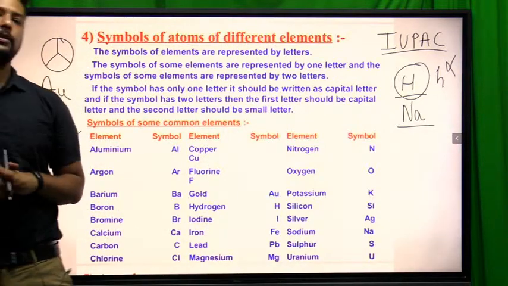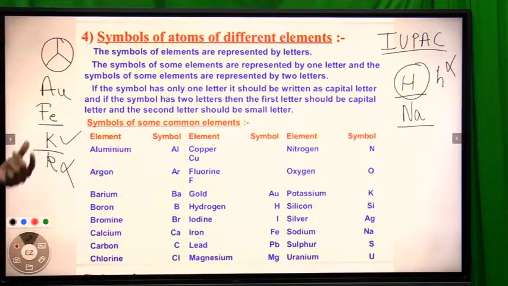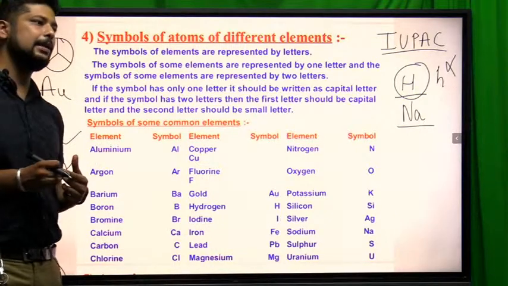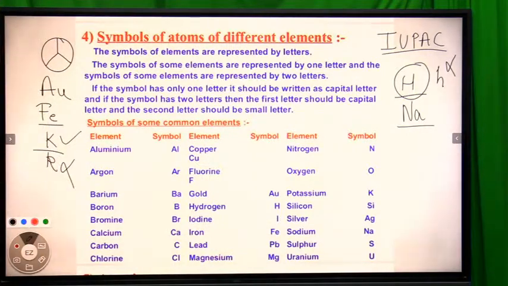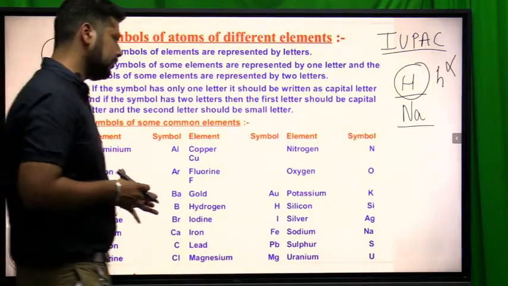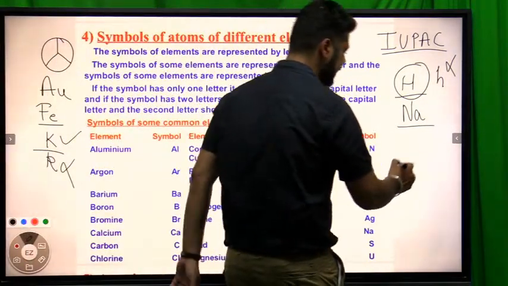Second, if the symbol contains two letters, then the first letter should be capital and the other letter should be small. For example, barium is Ba.